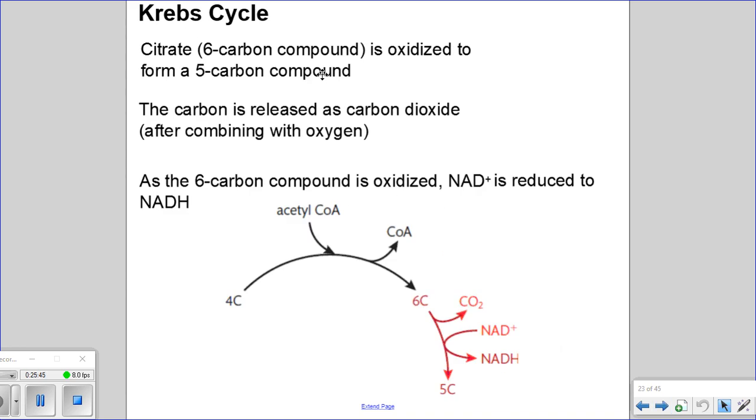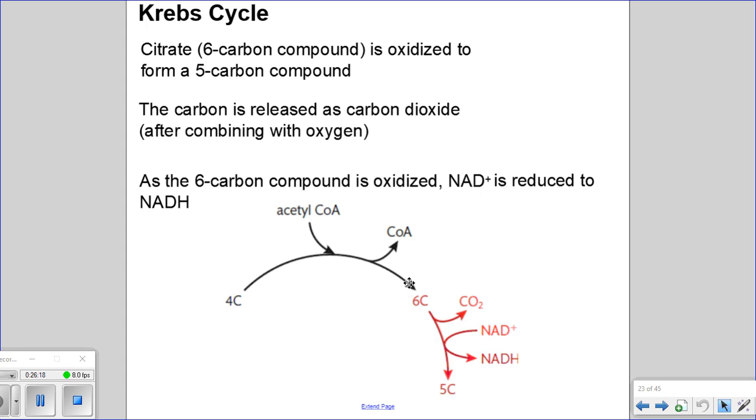Citrate, this 6-carbon compound, is then oxidized to form a 5-carbon compound. The carbon is released as carbon dioxide after combining with oxygen. As the 6-carbon compound is oxidized, another NAD+ is reduced to NADH. So this is kind of the controlled energy release that is going on here in the breakdown of this carbon compound. So here we've generated our citrate, that 6-carbon compound.